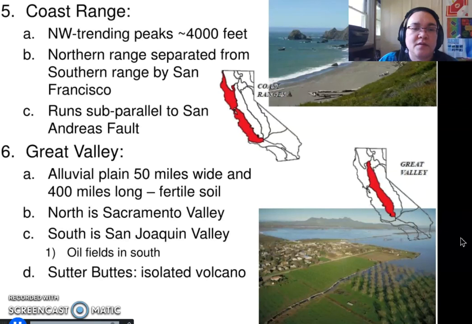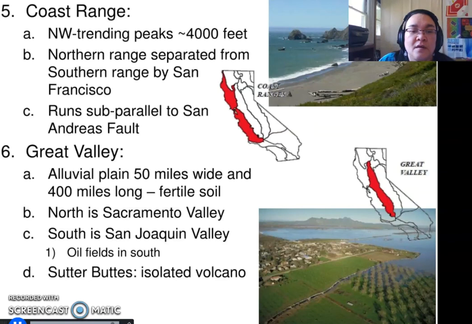The Great Valley is a large alluvial plain 50 miles wide and 400 miles long, consisting of both the Sacramento and San Joaquin valleys. An alluvial plain is a generally flat region composed of sedimentary deposits. The Great Valley has a pretty thick layer of sedimentary deposits, and this is one reason why the soil is so fertile and there's much agriculture there now.